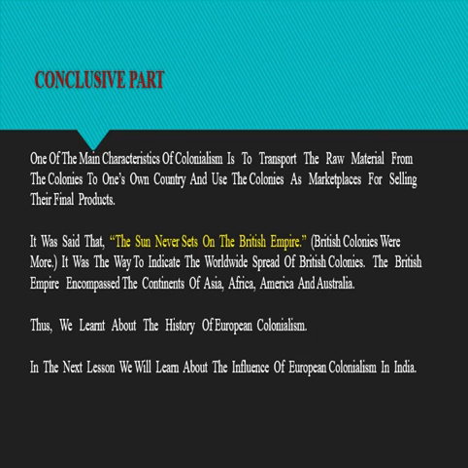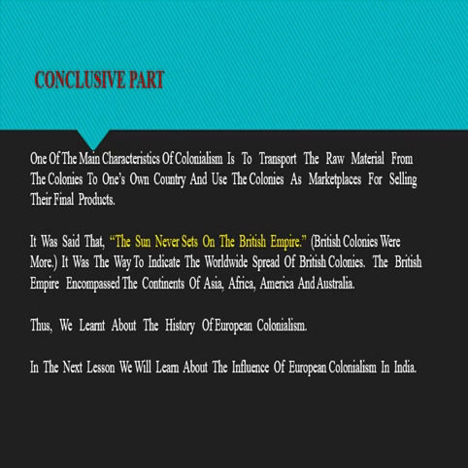So here is the conclusive part. One of the main characteristics of colonialism is to transport the raw material from the colonies to one's own country and use the colonies as marketplaces for selling their final products. It was said that the sun never sets on the British Empire because British colonies were more, and it was the way to indicate the worldwide spread of British colonies. The British Empire encompassed the continents of Asia, Africa, America, and Australia.